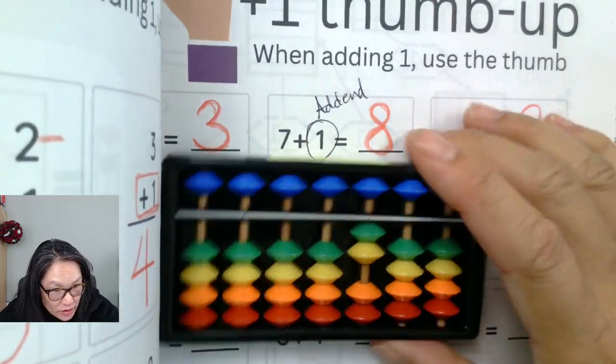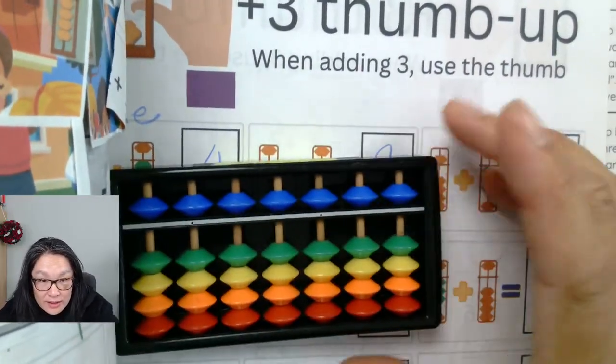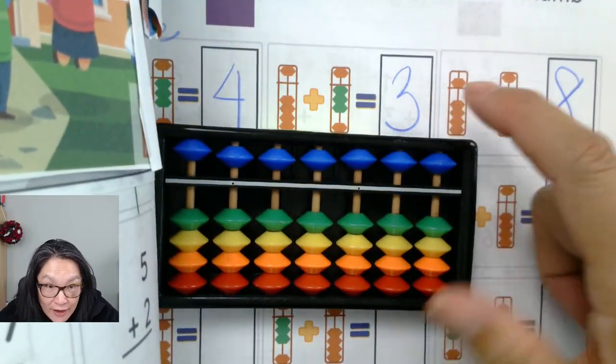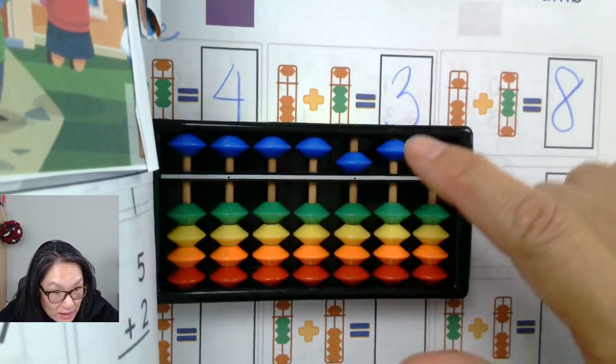So here my answer is 2. When I look, I have 3. So notice it's starting to get bigger, right? But this is going to be easy. Why? Because I have 5. I'm going to add 5. This is the top bead. This is the 5. Now, if anybody has any questions, let me know.